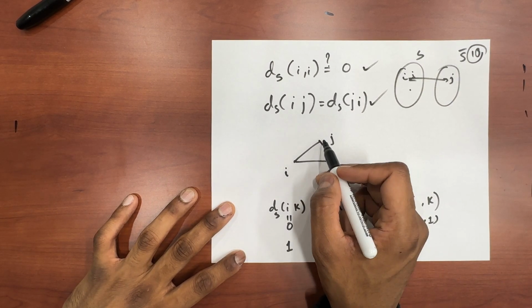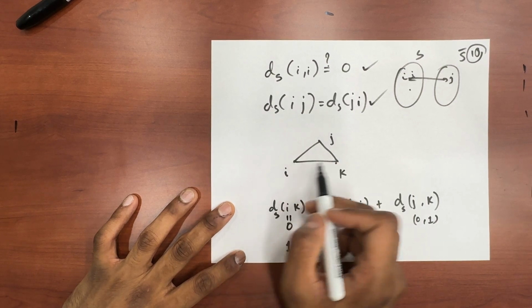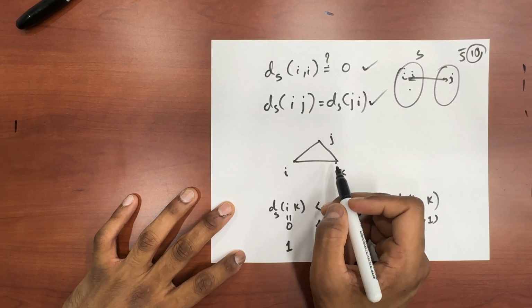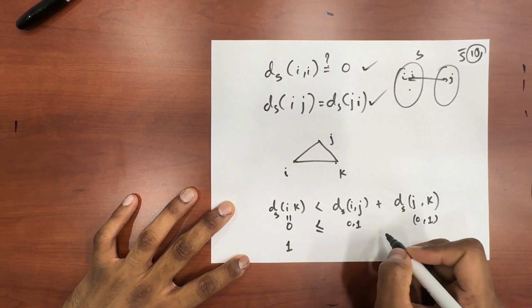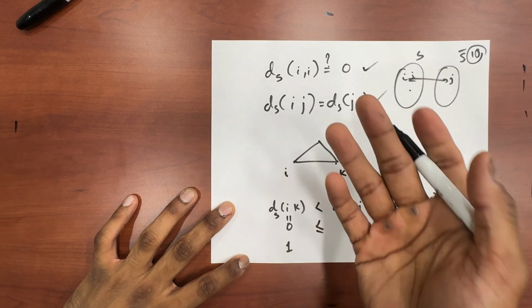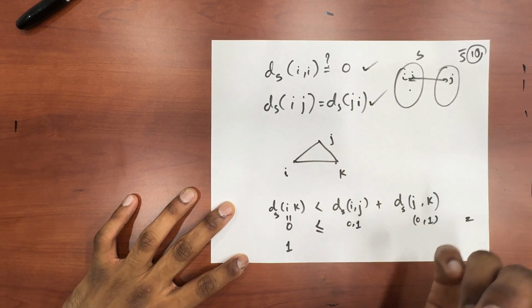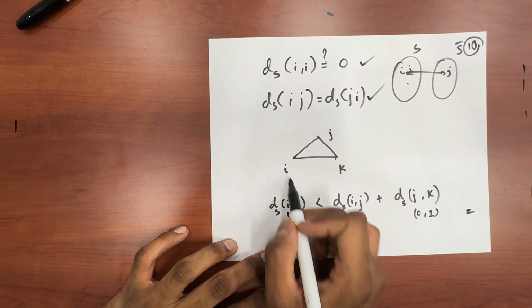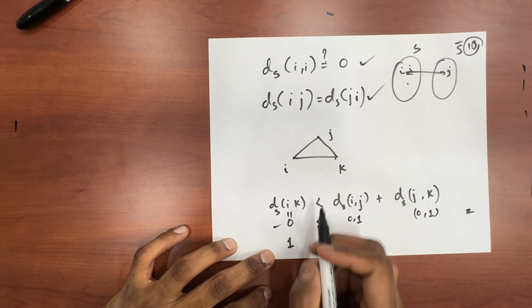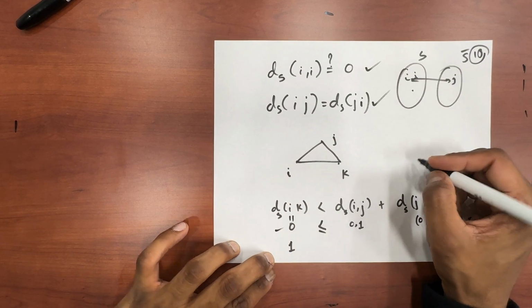If i and j are on opposite sides and j and k are on the same side, that means i and k must be on opposite sides. So this will always be less than 2, because i and j contribute a distance of 1 and j and k contribute a distance of 1. So this case is trivial. If d(i, k) is 1, that means i and k are on the opposite side.